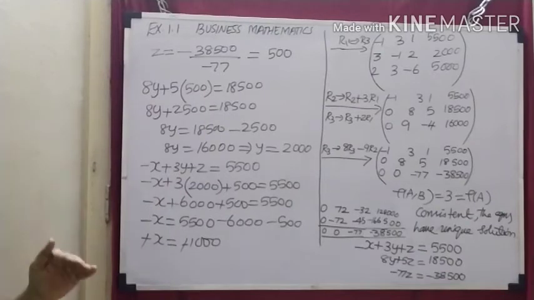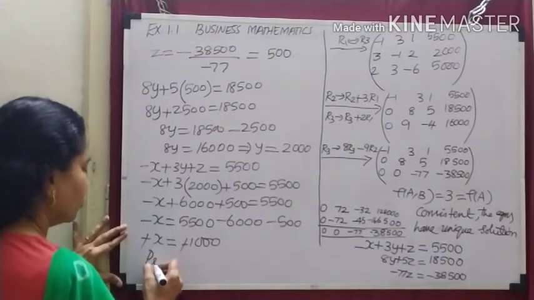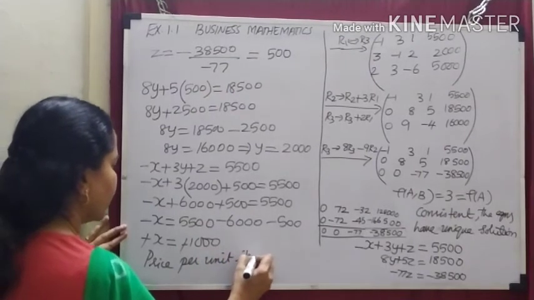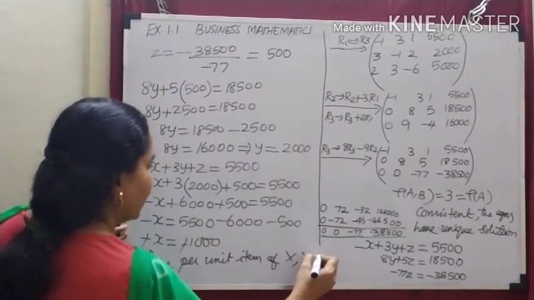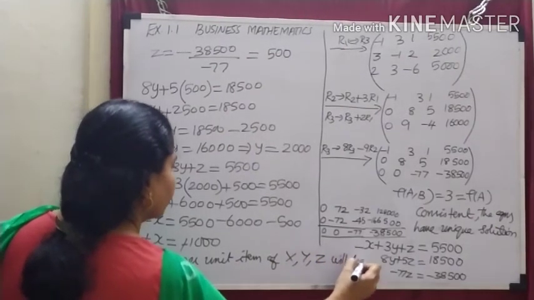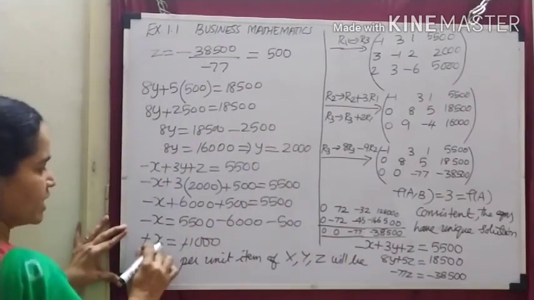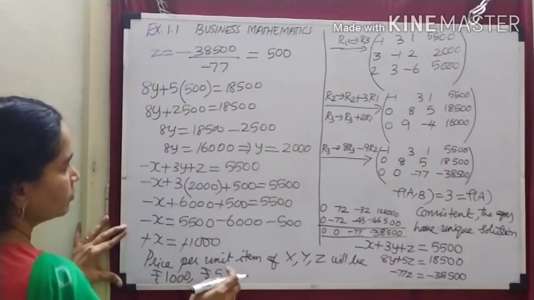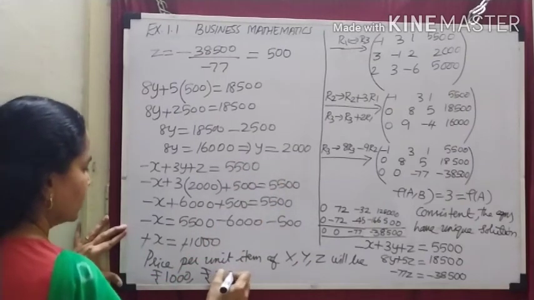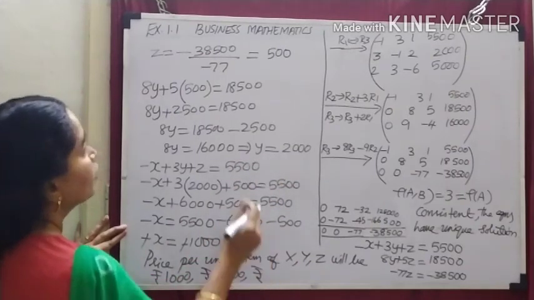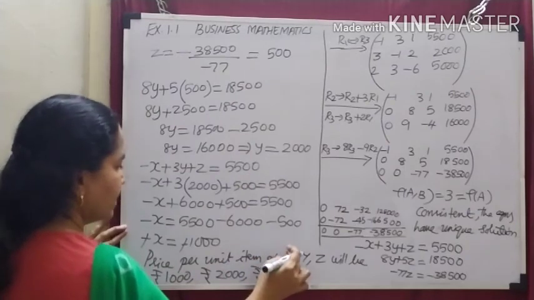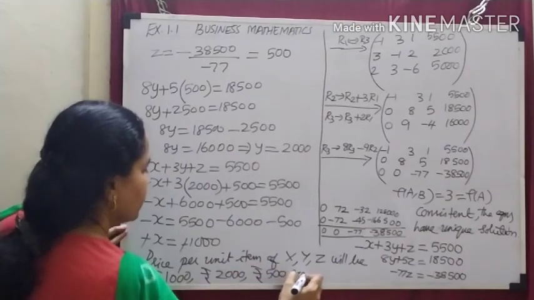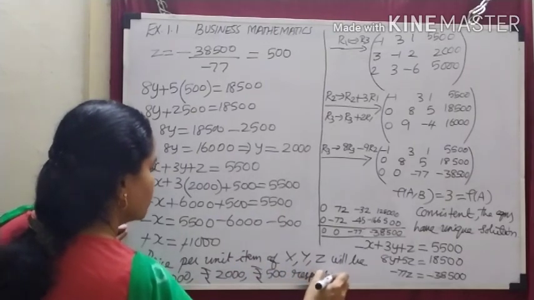What are these x, y, z actually? Price per unit item. That's how we assumed in the beginning. So the price per unit item of capital X, Y, Z will be the small x, y, z values. So x value 1,000, y value 2,000 and z value 500. So X, Y, Z price per unit item are the small x, y, z values respectively, and that is the solution.